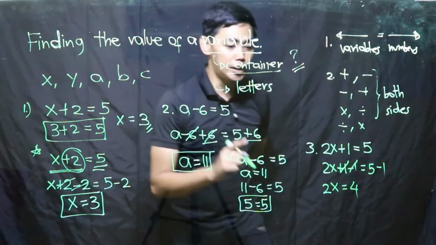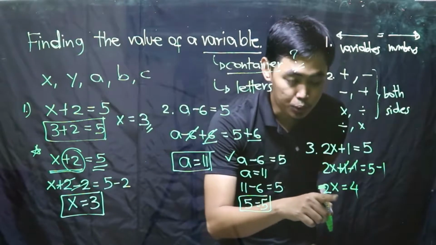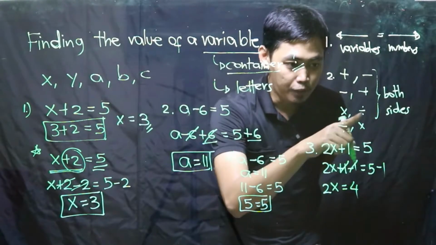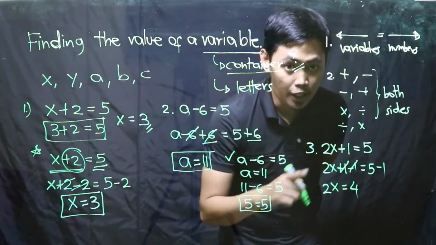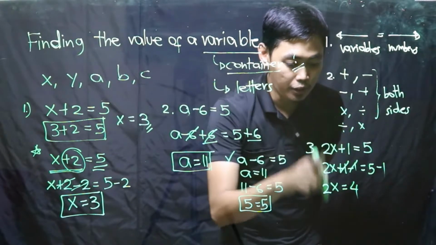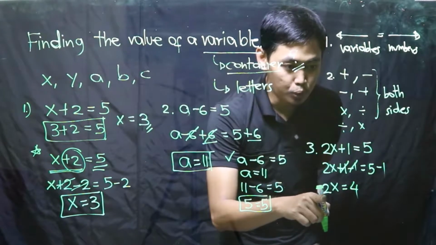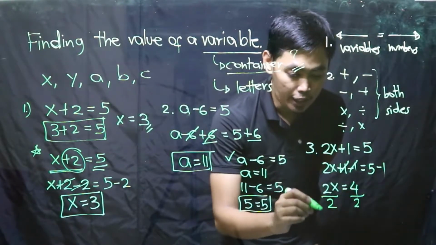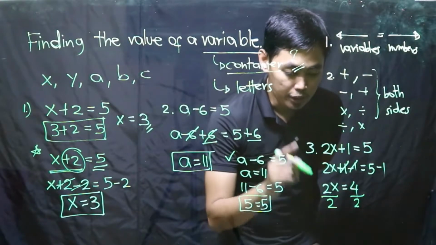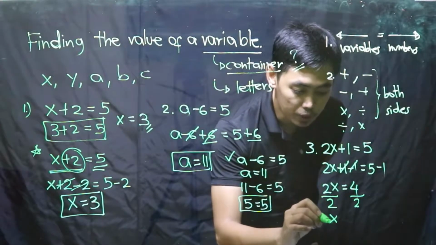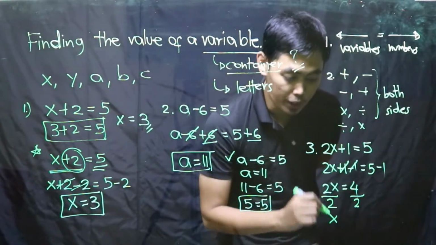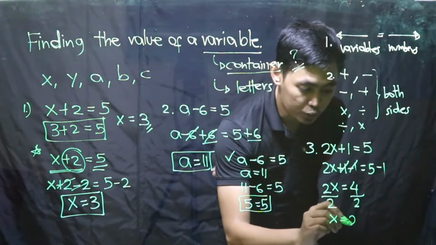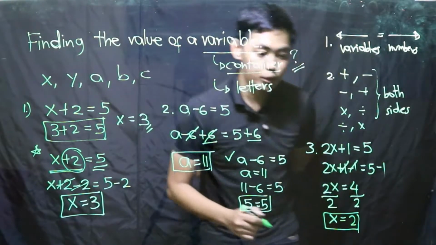Okay? The next thing is this is 2x. So what we will do is we will divide. Why? Because 2 and x are multiplied. Okay? So 2 times x. So to remove 2, we will divide 2 on this side and we will divide 2 on the other side. 2 divided by 2, that is 1. So we'll just write x because we will not put 1x. So x is equal to 4 divided by 2, that is 2. So the answer is 2.